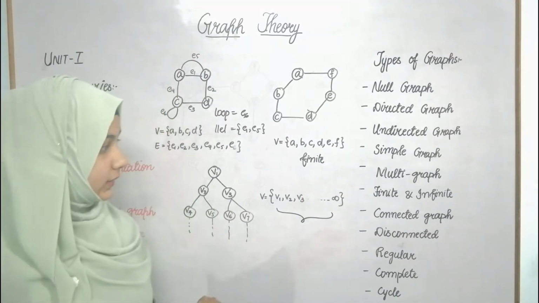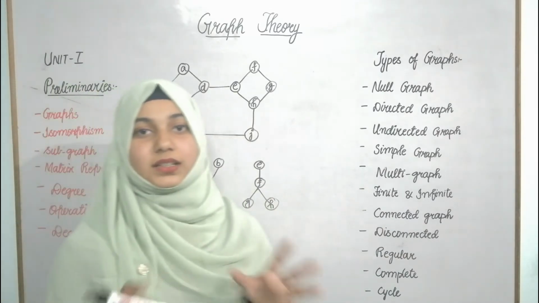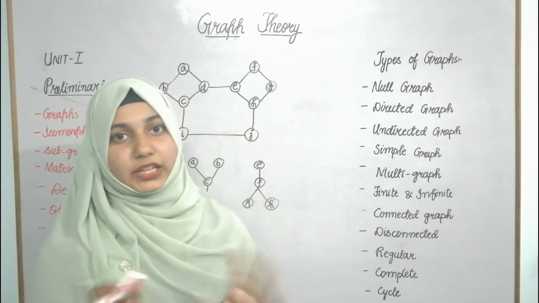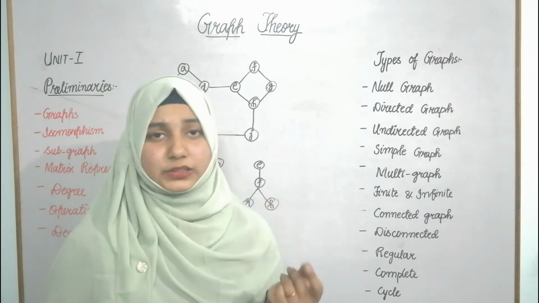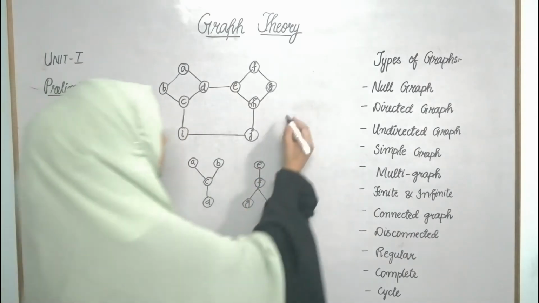Clear? Next. The next is connected graph. Connected graph means what? A graph in which the vertices are connected. There is a path between each pair of vertices. ठीक है? At least one edge between the pair of vertices. Okay? For example, this is the graph. Suppose this is my graph G.